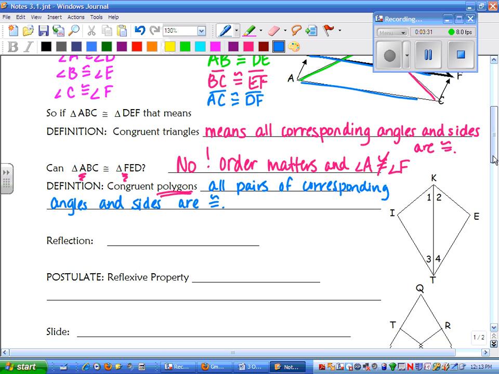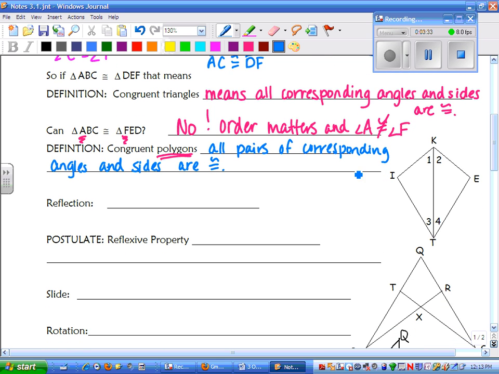Okay, let's talk a little bit about reflection. So this is a reflection of a triangle. We have triangle KIT. And if I reflect it over, I get triangle KET. Okay, notice that angle I will be reflected over, and we get angle E, angle 1, and angle 2 is a reflection, and same with angle 3 and angle 4. Okay, so it's reflected over.